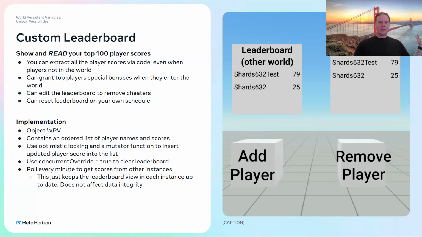And then it also polls every minute or 10 seconds or something to get scores from other instances, so that you can keep the leaderboard in your world up to date with changes to the shared world persistent variable leaderboard as other players in other instances are updating their scores.